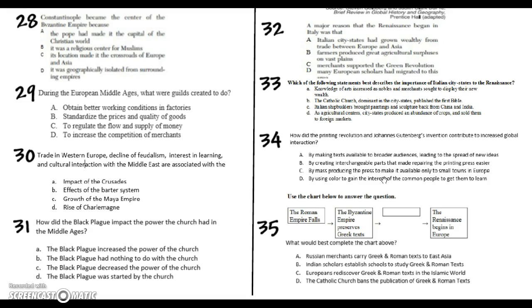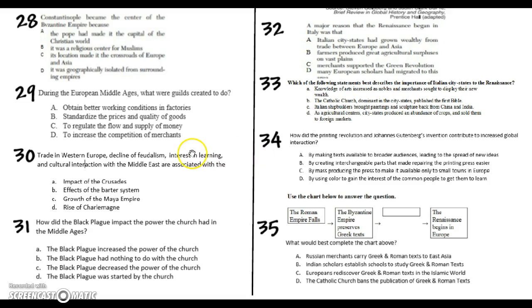34. How did the printing revolution and Johann Gutenberg's invention contribute to the increased global interaction? A, by making text available to broader audiences, leading to the spread of new ideas. B, by creating interchangeable parts that made repairing the printing press easier. C, by mass producing the press to make it available only to small towns in Europe. D, by using color to gain the interest of the common people to get them to learn.